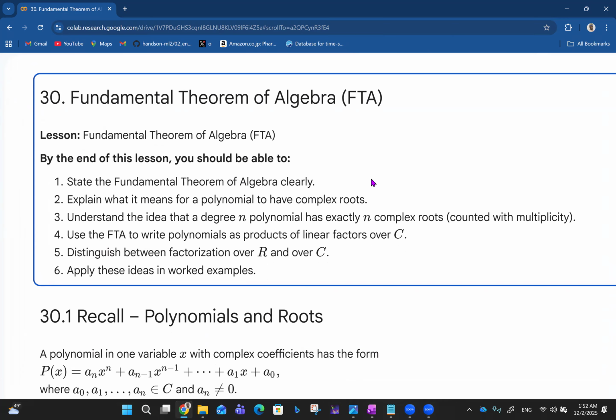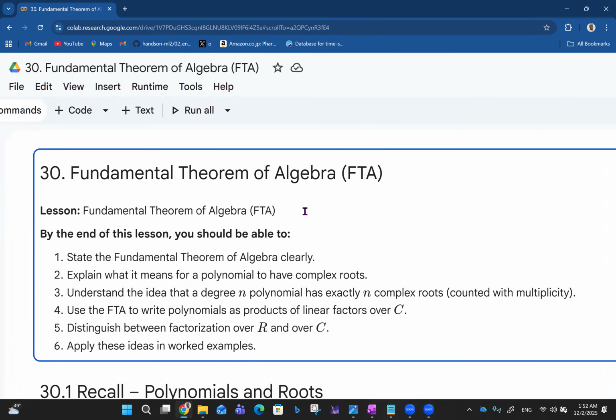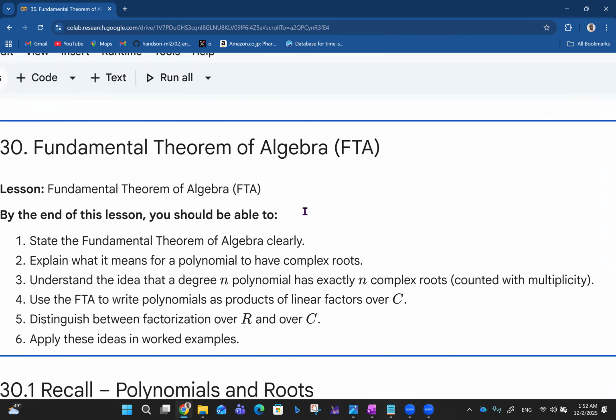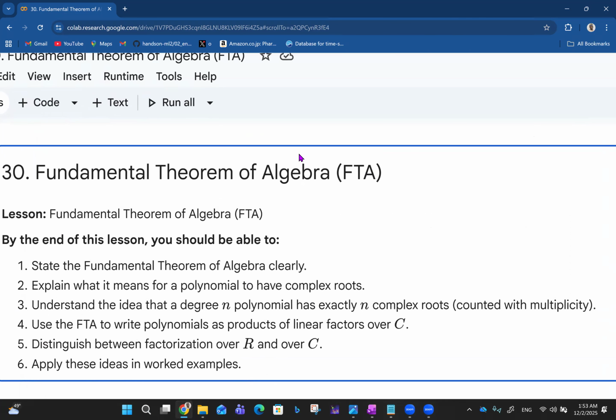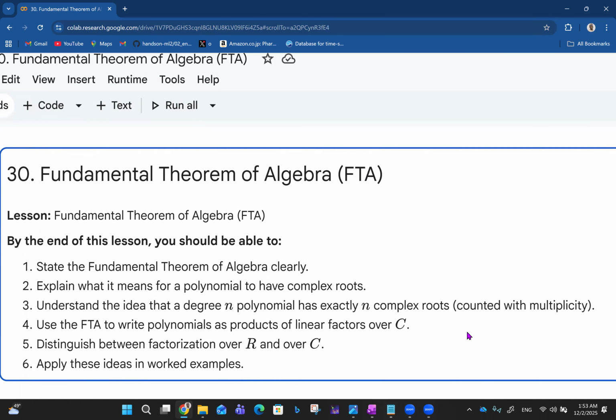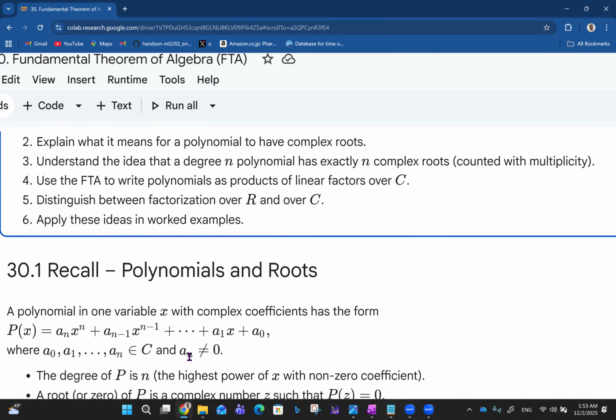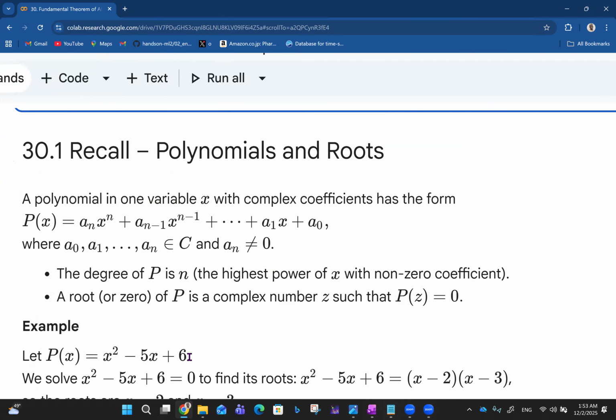By the end of this lesson, you should be able to state the fundamental theorem of algebra clearly, explain what it means for a polynomial to have complex roots, then understand the idea that a degree n polynomial has exactly n complex roots counted with multiplicity. Then use the fundamental theorem of algebra to write polynomials as products of linear factors over C. Then distinguish between factorization over R and over C. So R is real and C is complex, I believe. Apply these ideas in worked examples. So let's see how this works.